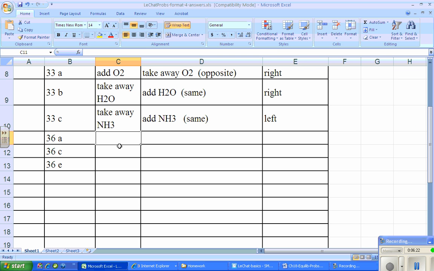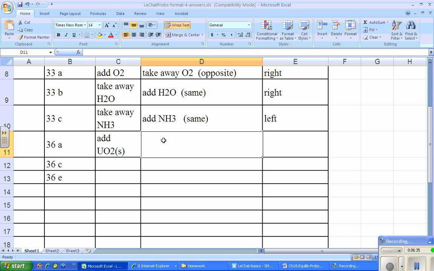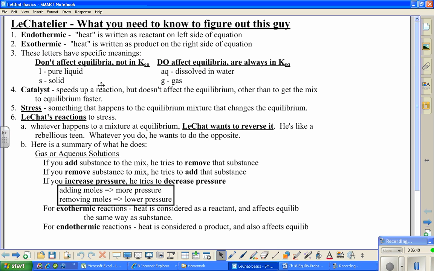The supposed stress was adding UO2, which is a solid. And we do that with an S. Okay, LeChat can't react to that because solids do not affect equilibria. And for that little piece of information, if you return to the thing that I was hoping you would have copied down, you will see here that solids and liquids do not affect any equilibria.